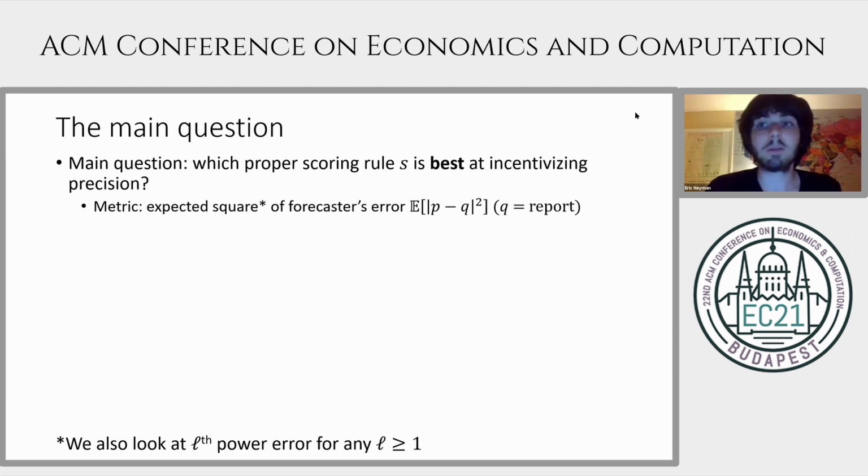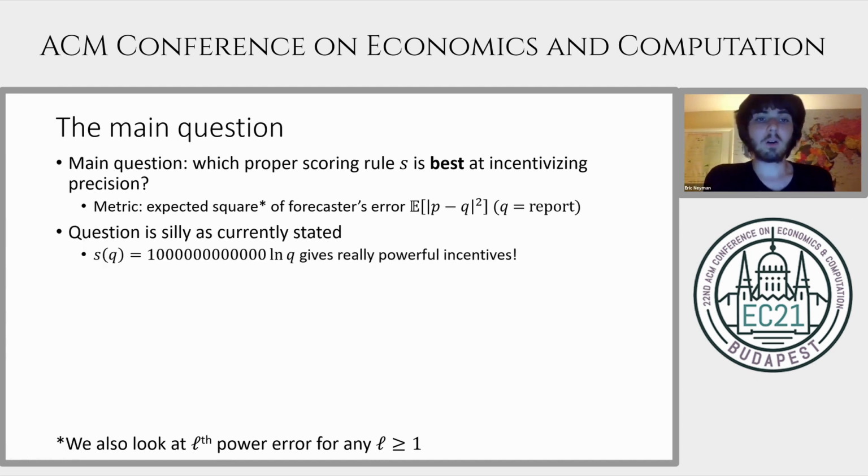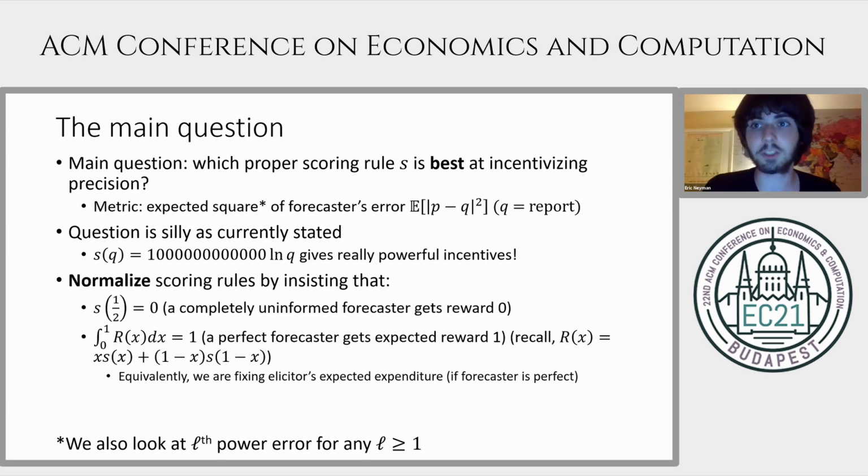So let me elaborate a bit on the question that we want to ask. Remember, we want to ask which scoring rule is best at incentivizing precision. And what I mean by precision here is that we want to minimize the forecaster's expected squared error: the expected value of the squared difference between the true probability P and the expert's report, which we will denote with Q. Now, as currently stated, this question of which scoring rule is best is kind of silly, right? Because you can take any proper scoring rule, multiply it by 1 trillion, and suddenly the forecaster has really powerful incentives to be precise. Of course, you can only do this if you're willing to pay the forecaster $1 trillion.